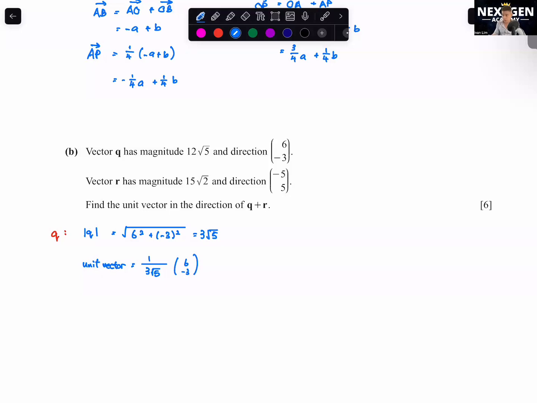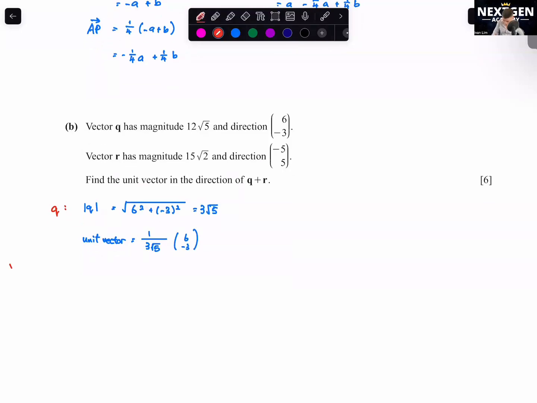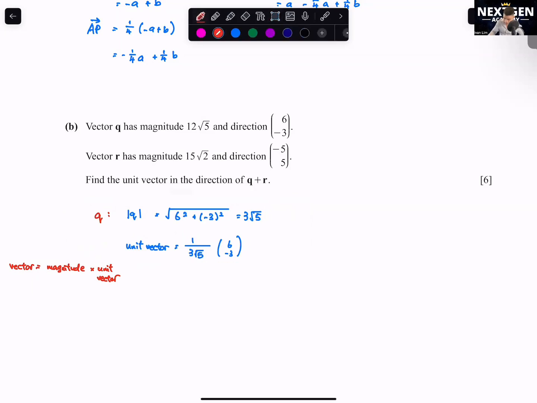Okay, actually you don't need to write this one also. I'm just deriving it one step at a time. The formula that we will be using is this one. Vector is equal to magnitude multiplied by unit vector. You all go and refer back to what you learned in the constant velocity problem. Similar to constant velocity problems. Okay, this formula is the one that you all need to remember.